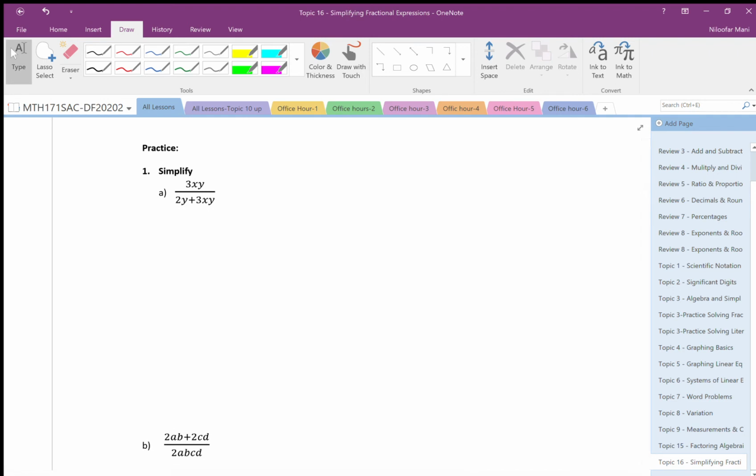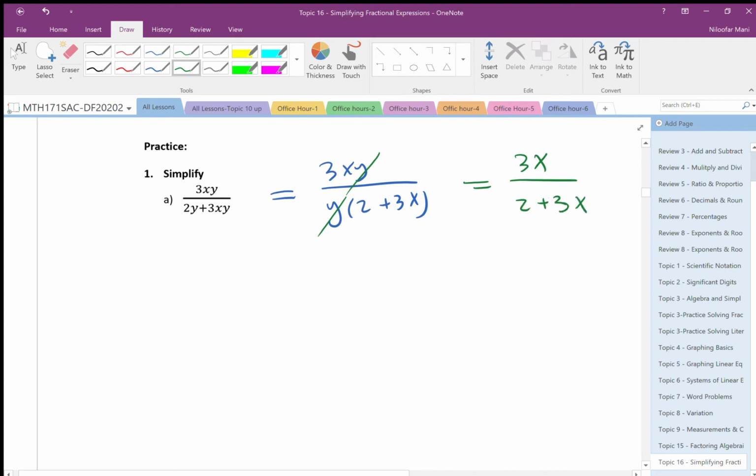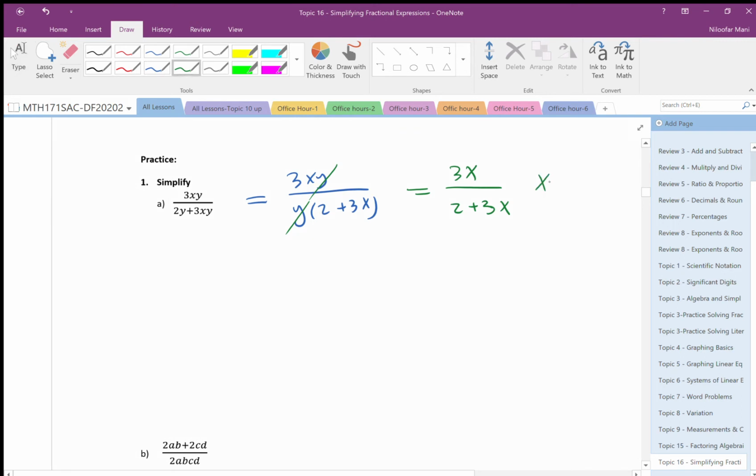Okay, so how about practice here? Okay, do I need to factor top? No, it's already factored. Can I factor bottom? Yes. Why? Can I cancel? Just y and y. Okay, so it is 3x over 2 plus 3x. Okay, and here I can say x is not minus 2 over 3, because then the denominator will be 0. So here I can say y is not 0 and x is not minus 2 over 3. Okay, that must be part of the question.